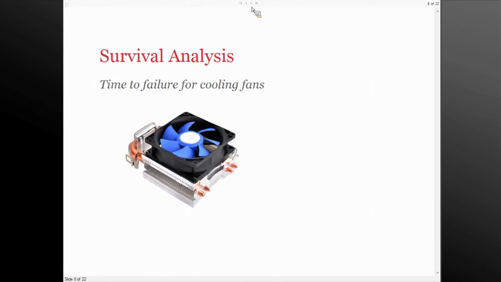Okay, so that's a taste of the new kinds of stuff that's there. Let's look at some applied examples for how to actually use it. So this first example is time to failure for cooling fans, and these are computer cooling fans.